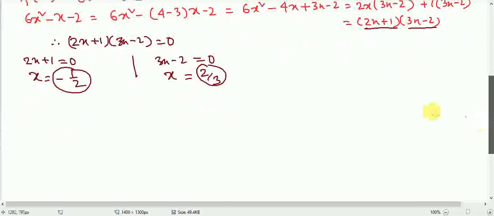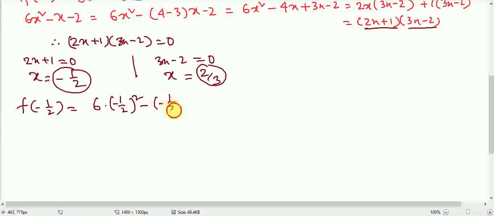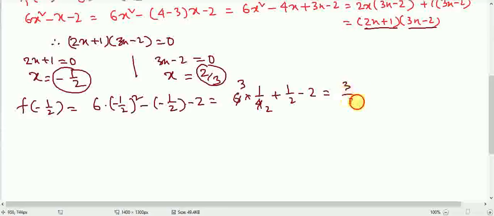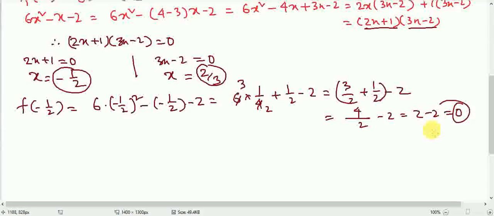Okay, that means if I put x equal to minus half in the polynomial, then I should get value of the polynomial equal to 0. 6x square minus x minus 2, let's check. This means 6 into 1 by 4 minus minus plus 1 by 2 minus 2. This is equal to 3 by 2 plus half minus 2. Then it become 4 by 2 minus 2, 2 minus 2. This is equal to 0. Proof. That means yes, minus half is a root of the polynomial. Similarly, I can prove 2 by 3 is also a root of the polynomial.